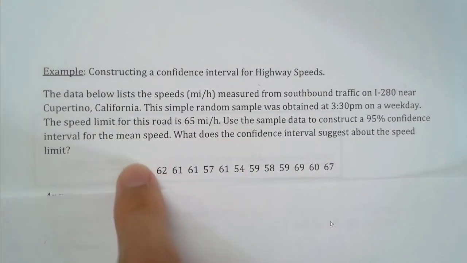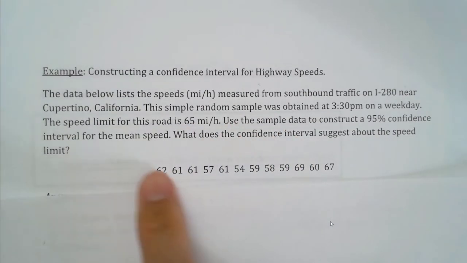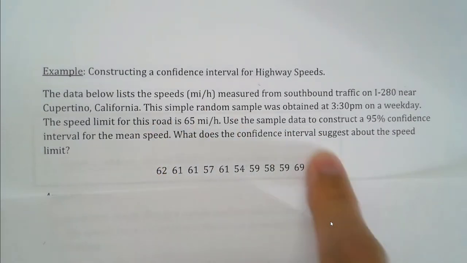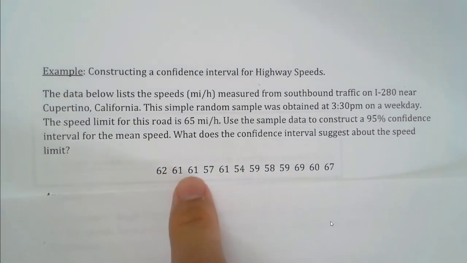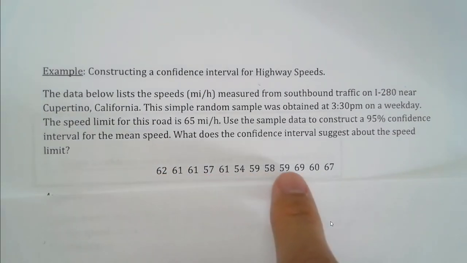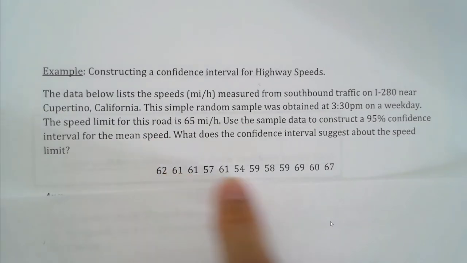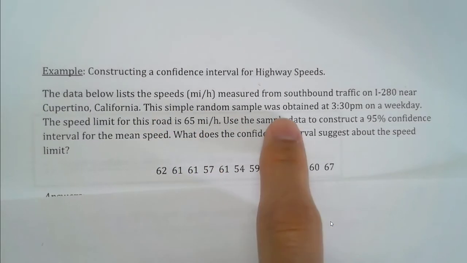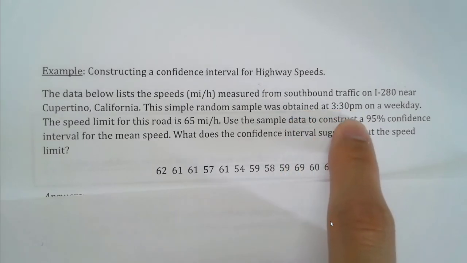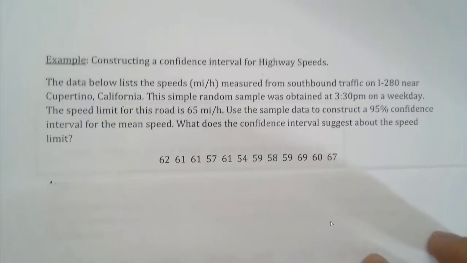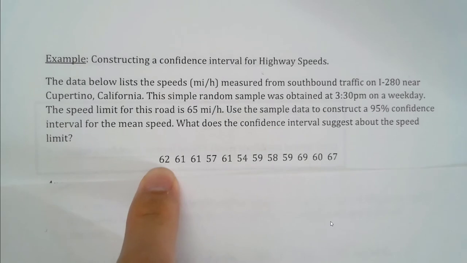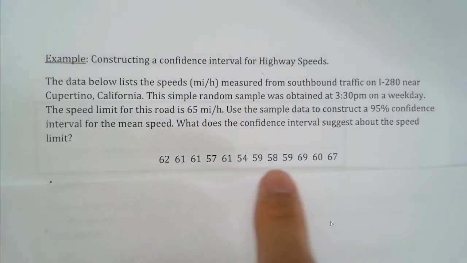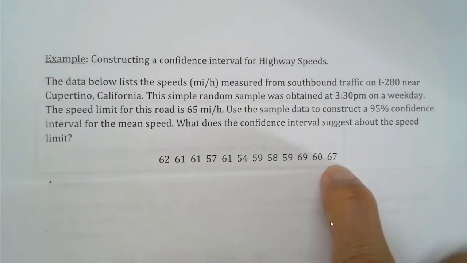So this is the given data. This is the measurement that we have for 1, 2, 3, 4, 5, 6, 7, 8, 9, 10, 11, 12 cars. This is a simple random sample obtained from 3:30 p.m. on a weekday. So this car has a speed of 62 miles per hour. This guy has 59, and this guy has 67, and so on.